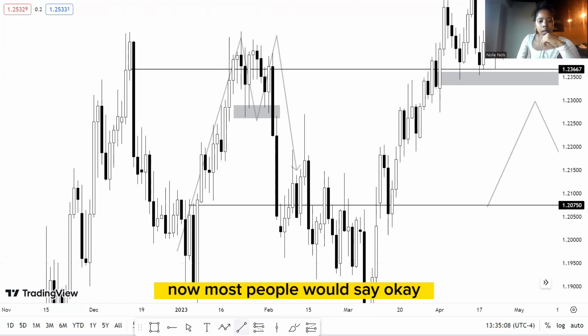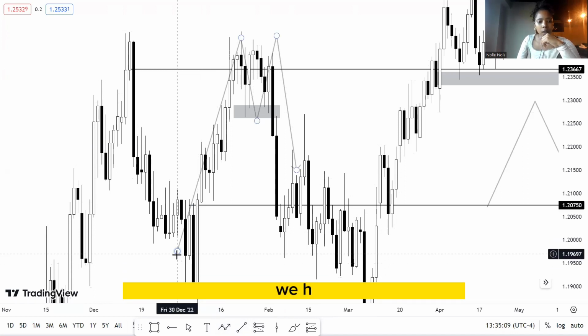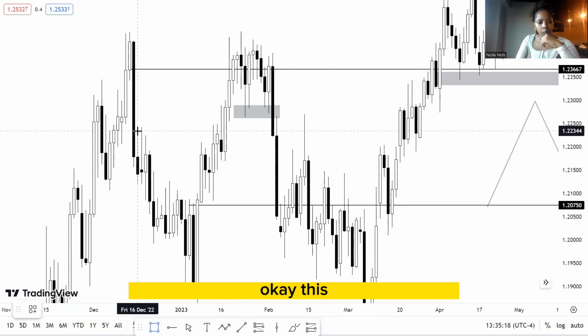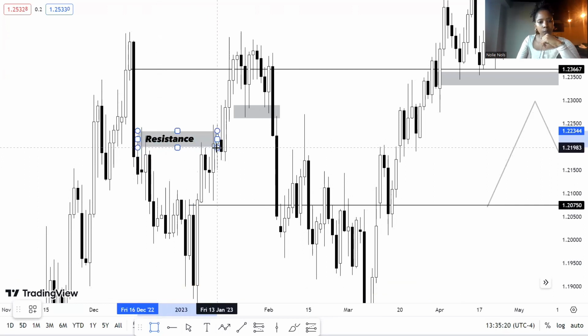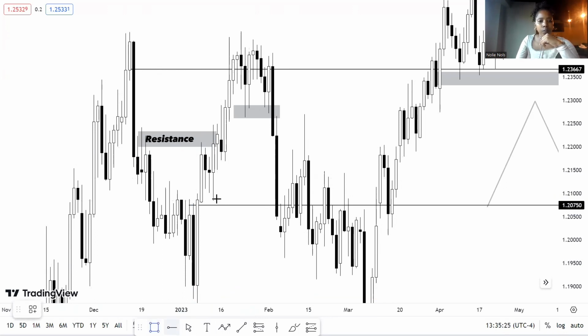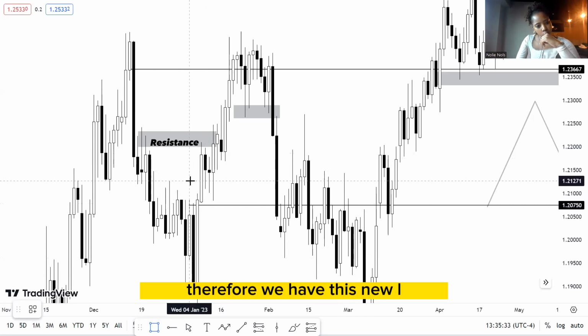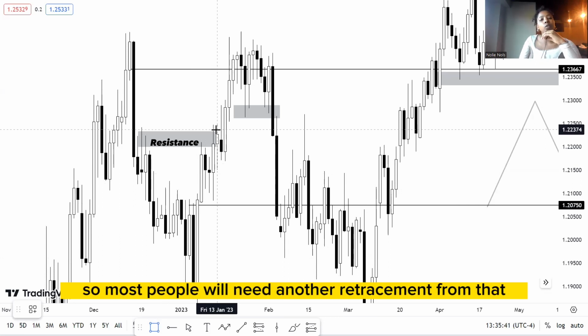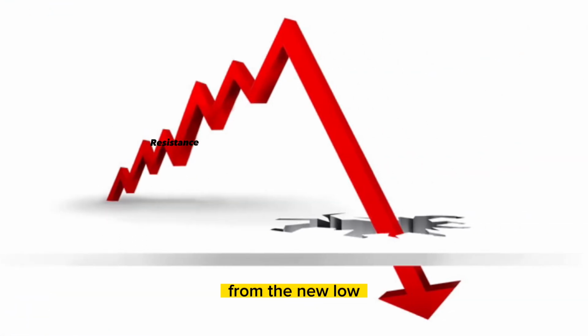Now, most people would say, okay, we have this level. This is our push from structure. If we're now putting price action, last push from structure, when we had a higher high, the market needs to come down low. Therefore, we have this new low. Then we have a new high. So most people will need now a retracement from the new low.